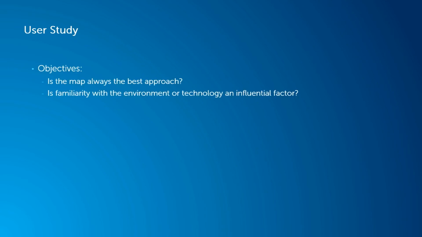So our objectives were to ask, is the map always the best approach? Are there alternatives? And does it make a difference when users are more familiar with the environment they're navigating and whether they're more familiar with GIS and technology?